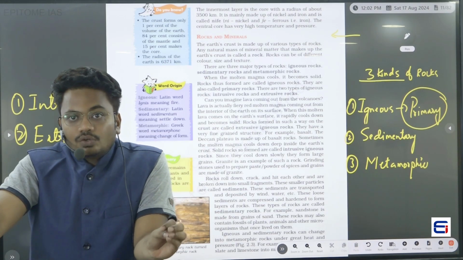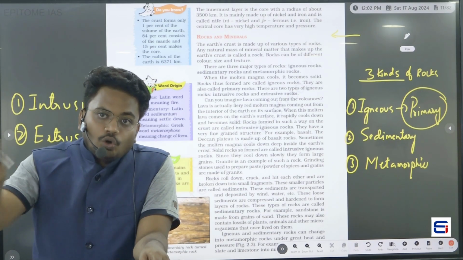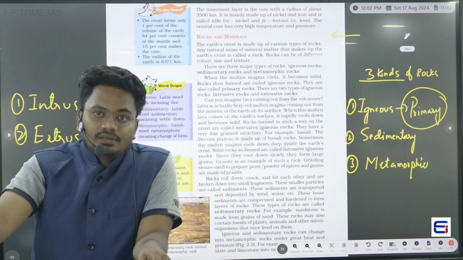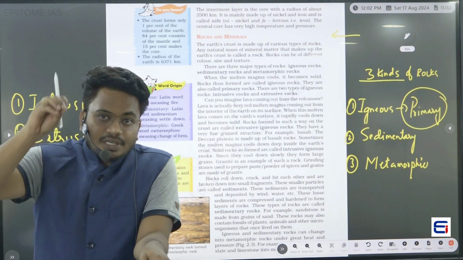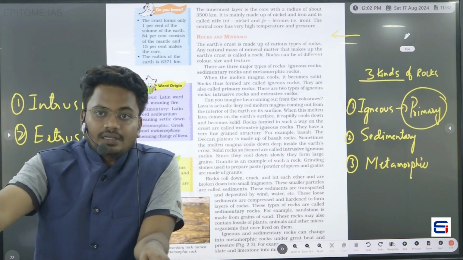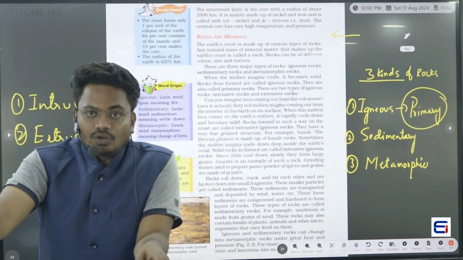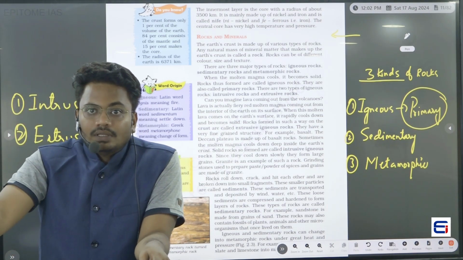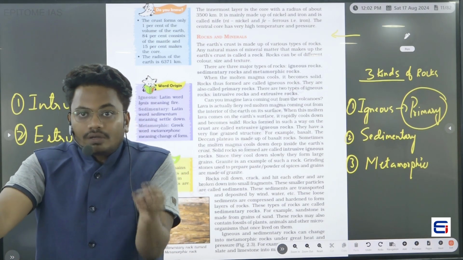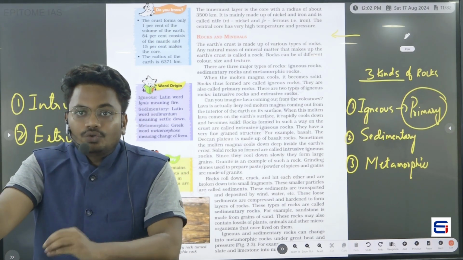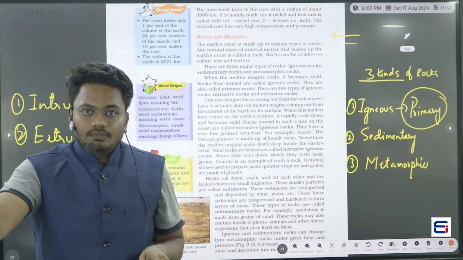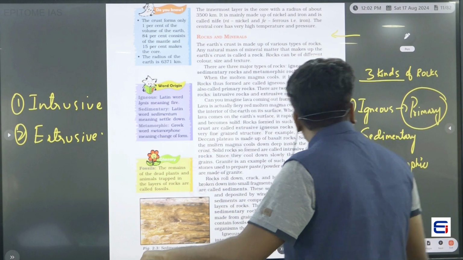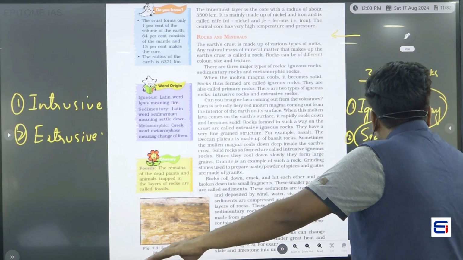Then what about intrusive igneous rocks? Those igneous rocks which were formed inside the crust. Are you getting my point? If the rocks are formed outside the crust, that rock is called extrusive igneous rock. If the solidification is happening inside the crust, that rock is called intrusive igneous rock. Is that clear?